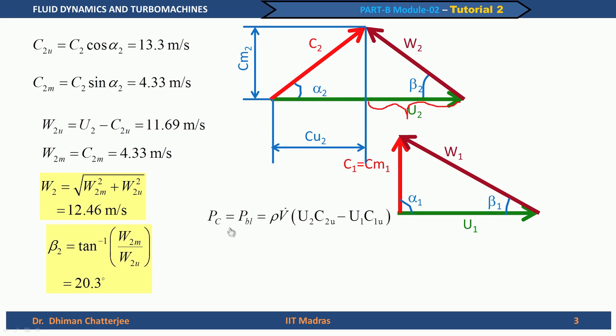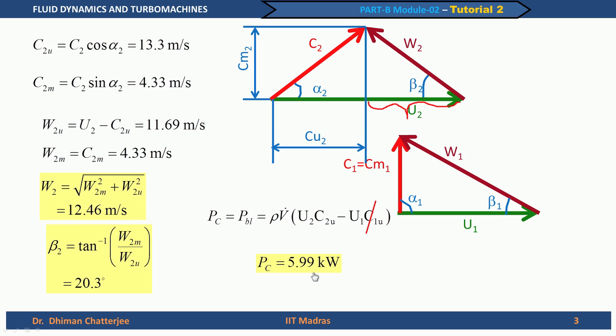And coupling power in this case is the blade specific power, because there are no losses. We have talked about 100% efficiency. So, we can see coupling power equal to PBL is equal to rho V dot times U2 Cu2 minus U1 Cu1, but Cu1 is 0 and hence we get that coupling power is 5.99 kilowatt.